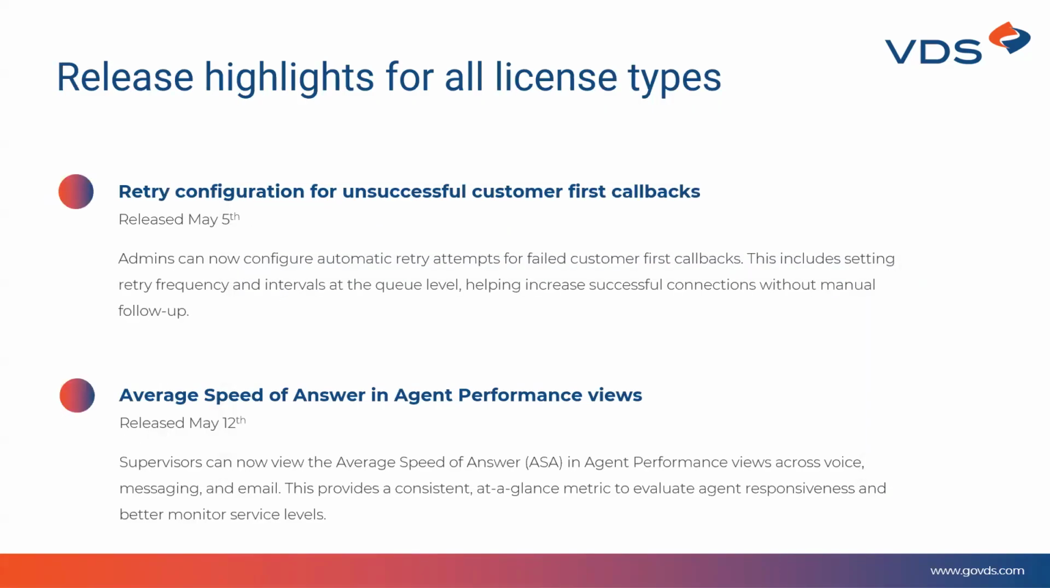First off, for all license types, the releases that really apply to anyone, the very first one to pay attention to is the retry configuration for unsuccessful customer first callbacks. Genesys rolled out additional options for the customer first callbacks that are not successful on the first attempt. With that retry configuration, organizations can now define how many times the system should retry the callback, and how often to wait between each attempt as well, directly at the queue level.